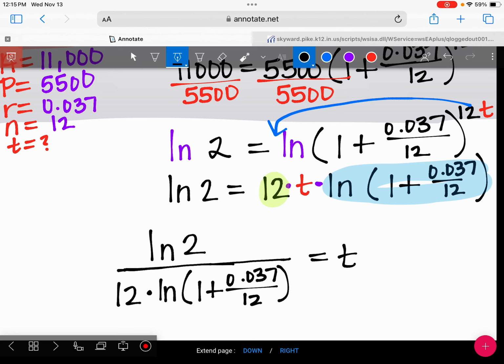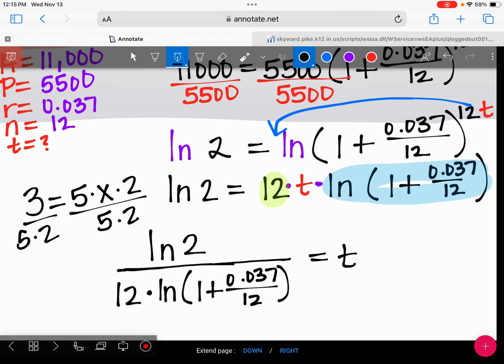So this is kind of like saying, what if you had 3 equals 5 times x times 2? You can divide both sides by 5 times 2. So even though they're on opposite sides of t, they're still being multiplied by t. So I can divide it. You can divide a number by two things, because it's still 12 times t.